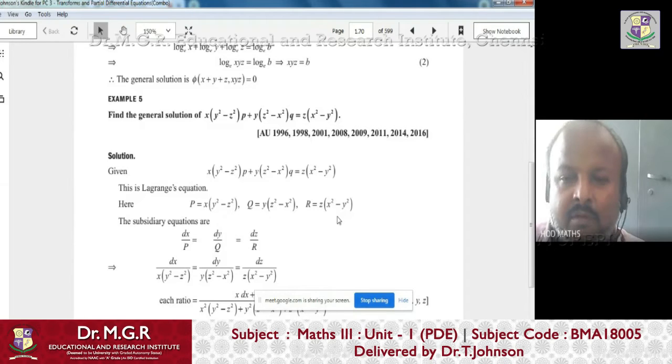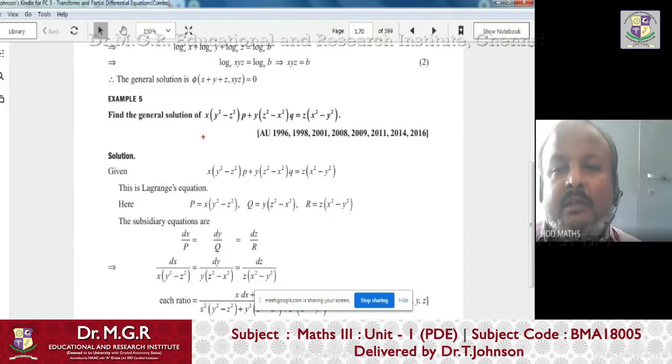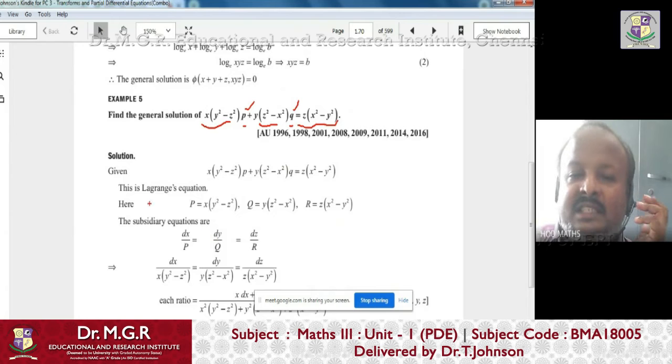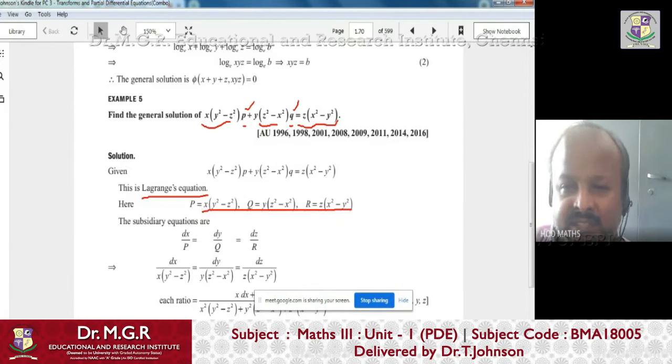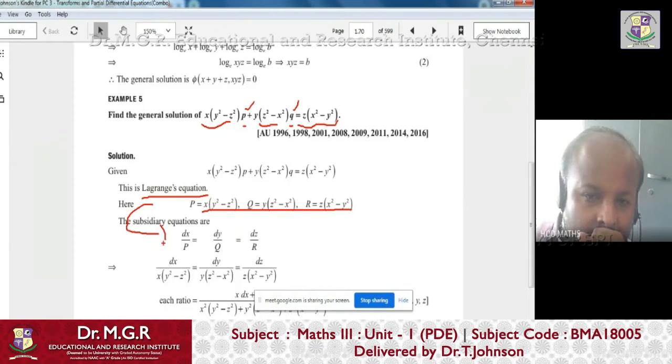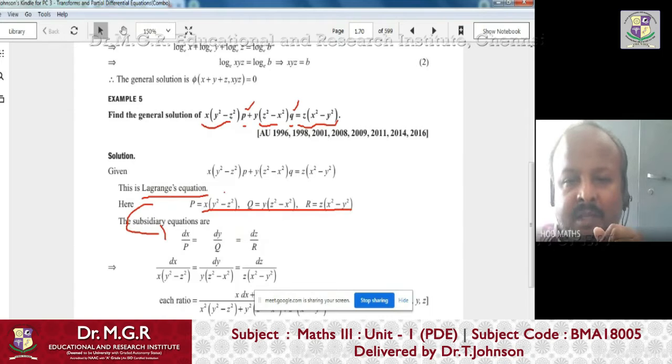So the first thing we have to identify is whether there is only one p and one q. Yes, there is only one p and one q. Apart from that, there are only functions of x, y, z. So from that, you can identify that this is in the Lagrange's equation form. Once you identify it is in the Lagrange's equation form, you have to immediately write the subsidiary equation by identifying what is P, what is Q, and what is R.